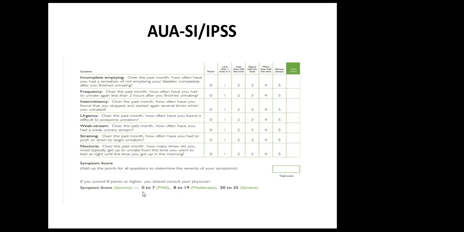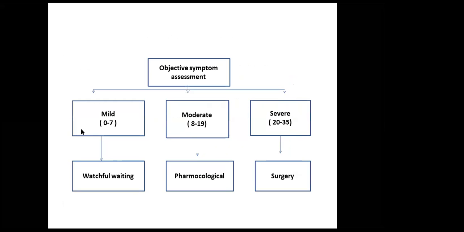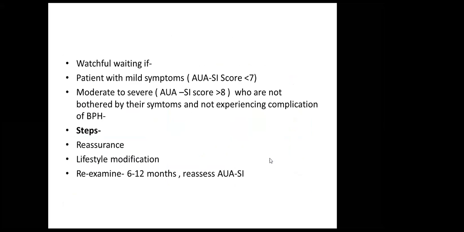If he gets a score between 0 to 7, it is mild. If the score is between 8 to 19, it's moderate symptom. And if it is 20 to 35, it is severe symptom. So based on this assessment, one can go with watchful waiting in mild symptom, medical management can be done in moderate symptom, and surgery can be proceeded in case of severe symptom.